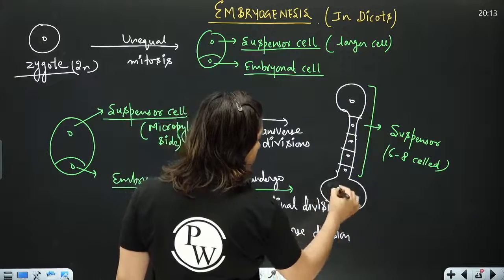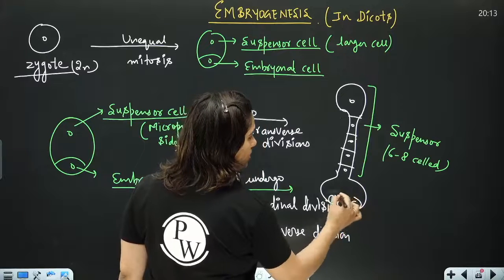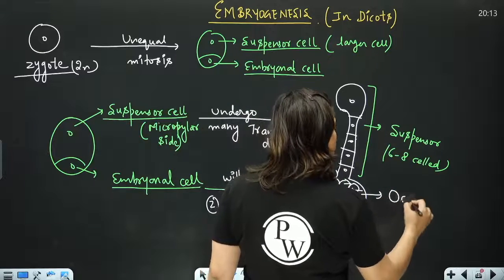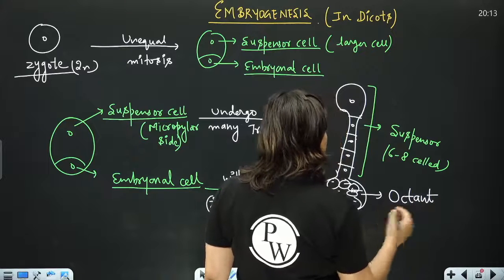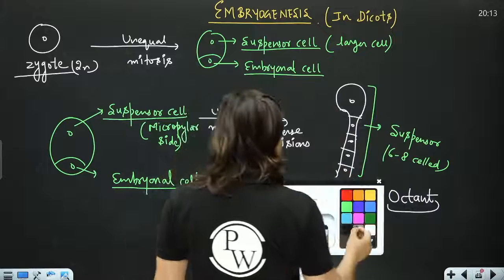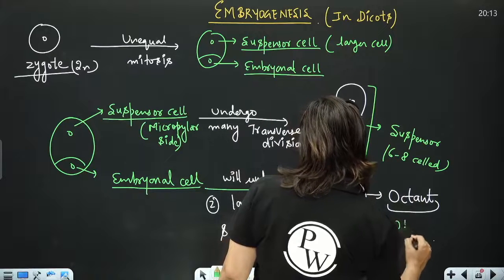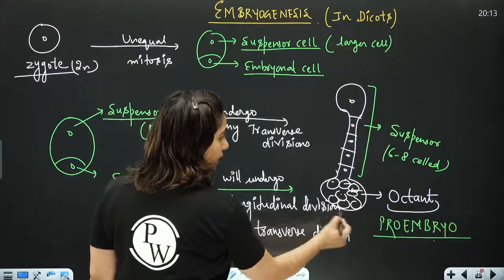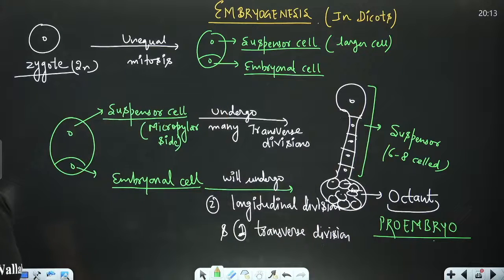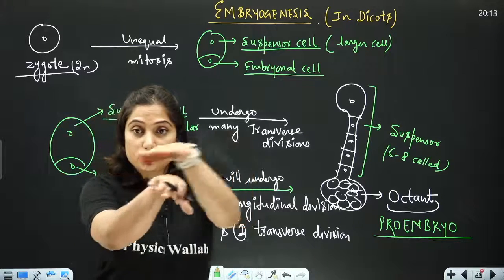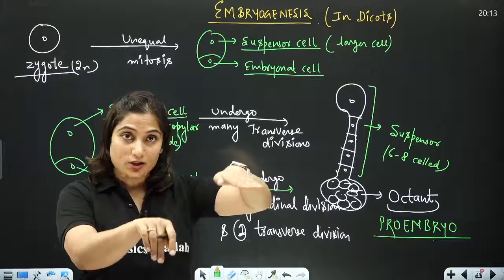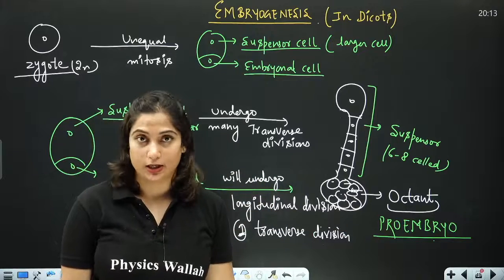And this 8 celled structure, 4 cells towards the lower side and 4 cells towards the upper side. So this is an octant, right? Octant. And this octant is called as a pro-embryo. Are you getting? So this is pro-embryo, right? Which has how many cell structure? 8 cell structure. So I hope until here the process is clear. Suspensor cell after many transverse divisions give rise to suspensor, and embryonal cell after 2 longitudinal and 1 transverse division give rise to the pro-embryo or the octant.